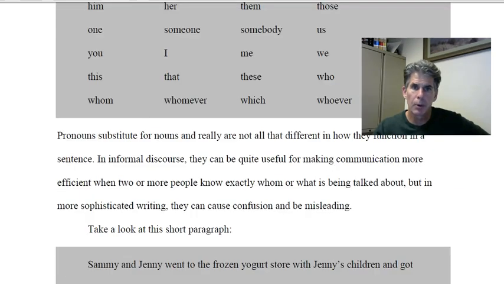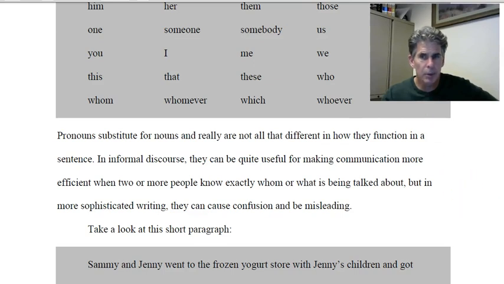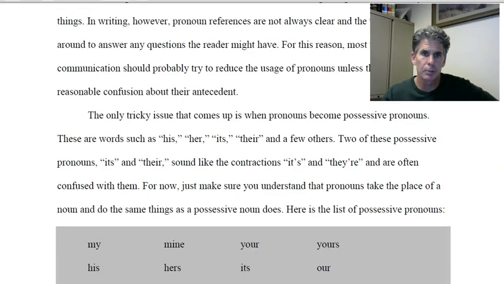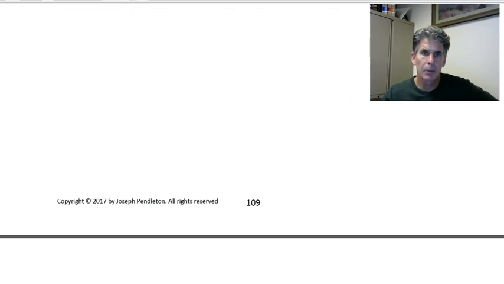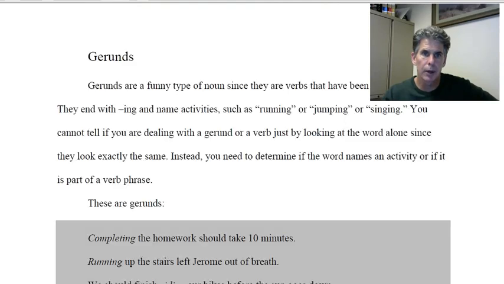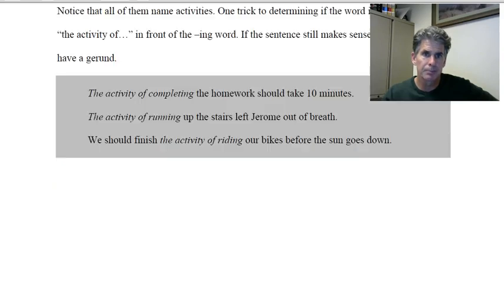Okay. Pronouns, just treat them as nouns for now. Again, they lose their importance, and they're still important, but they're not nearly as important as they are in speech. Okay. So I'm not going to do that one. You guys are usually okay with that. Gerunds are where people get confused. Okay. These are ing words.